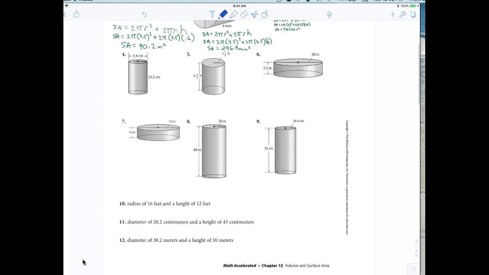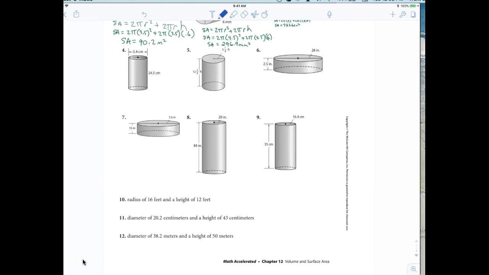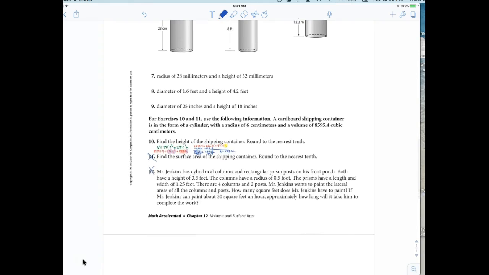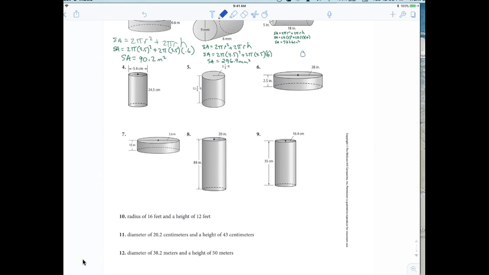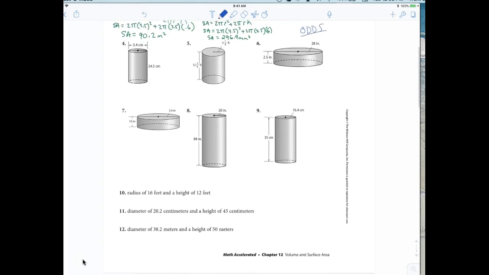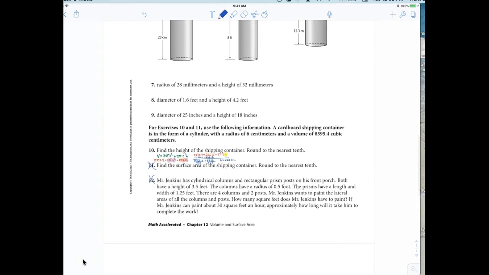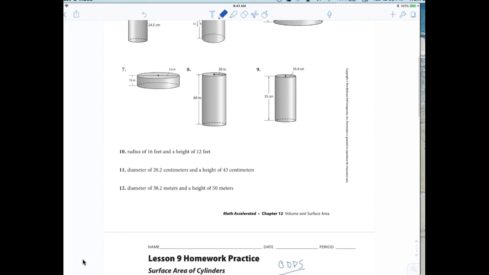So your job, because we've got lots of time. How much time do we have? 15 more minutes. That should give you enough time to do this. I'm feeling generous. Let's do the odds on both worksheets. So odds and odds: 1, 3, 5, 7, 9, and then 5, 7, 9, 11.